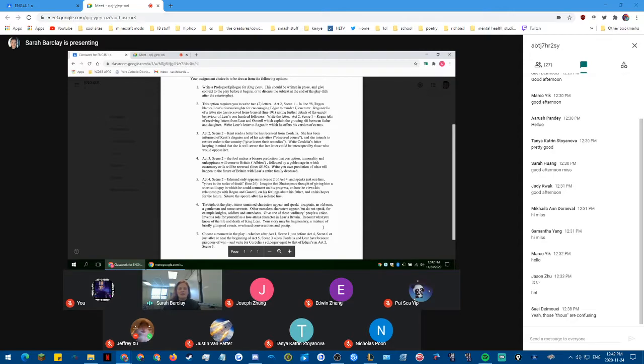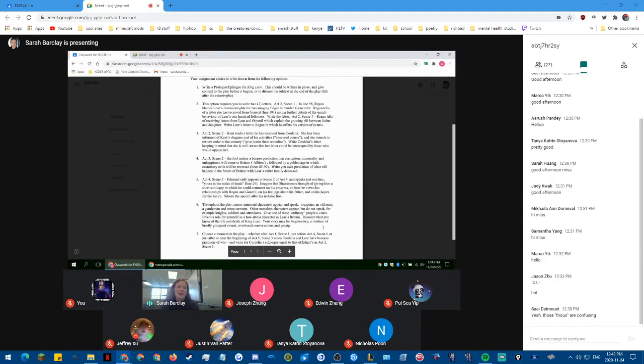Number 3, Act 2, Scene 2. Kent reads a letter he has received from Cordelia. That's actually what we read yesterday. Remember when he ends up in the stocks? She has been informed of Kent's disguise and of his activities, his obscured course, and she intends to restore order in the country, give losses their remedies.